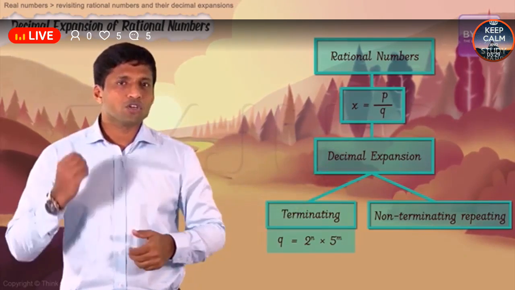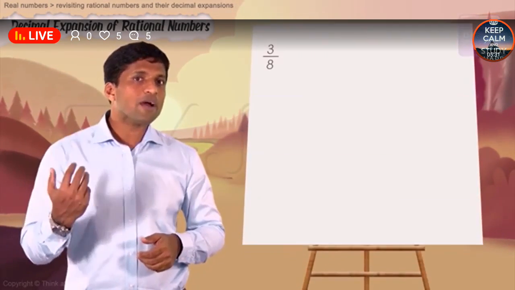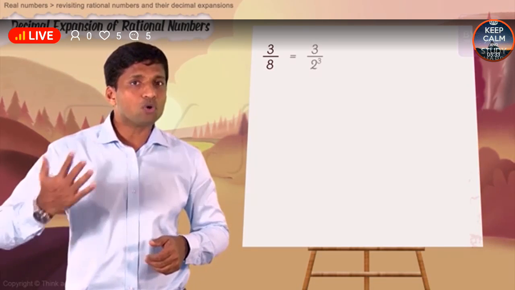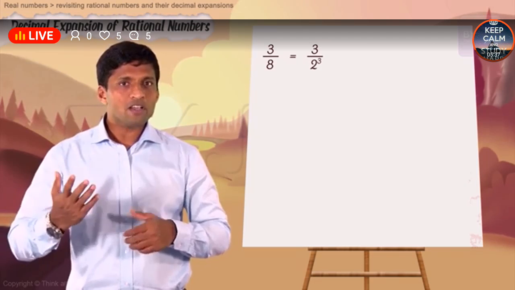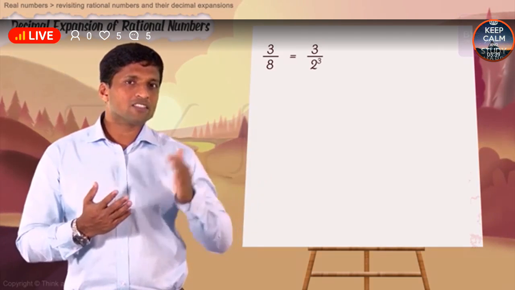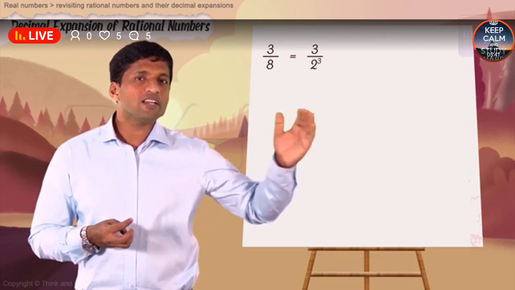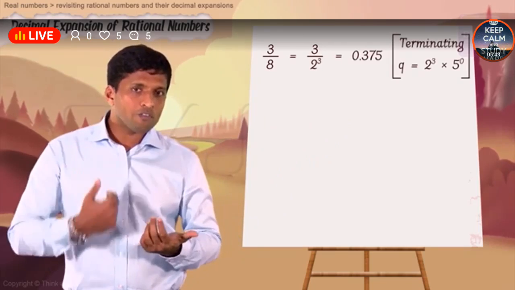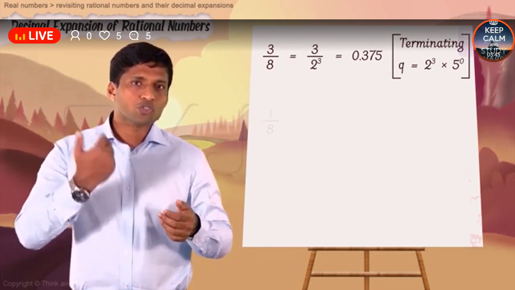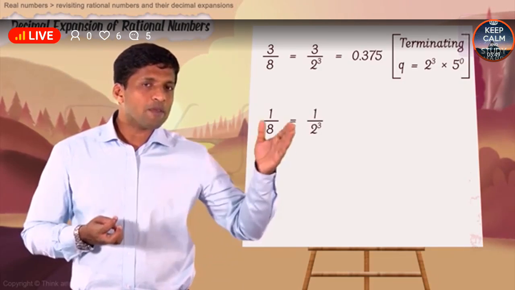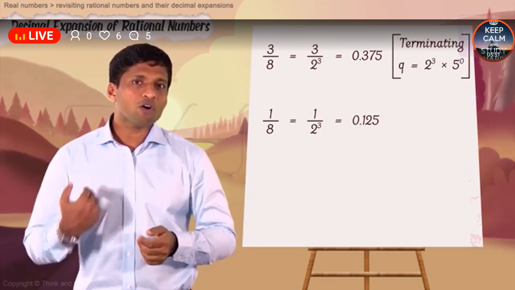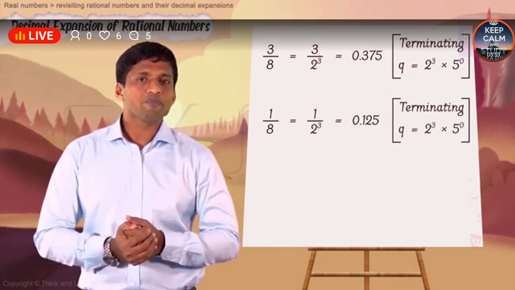So 3 by 8, where 8 is actually 2 cube, right? That will result in 0.375. Or we can have just 1 by 8. Now 1 by 8 is 1 by 2 cube, so that will be 0.125. That's again of the format 2 raised to n.